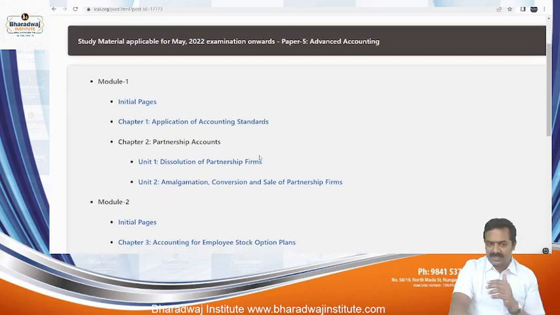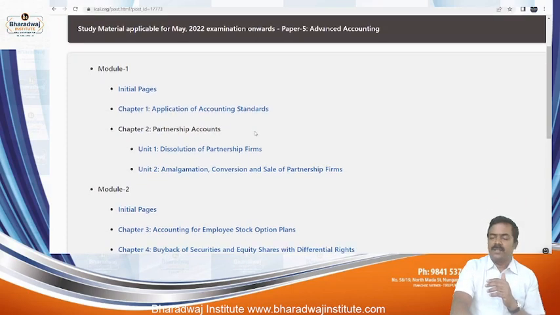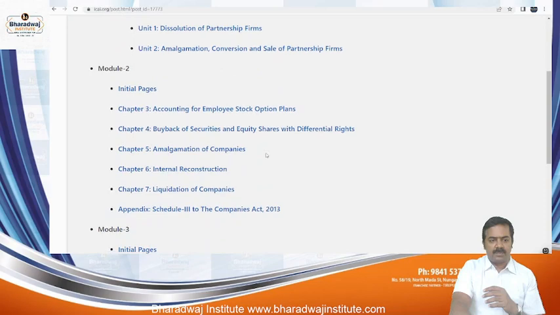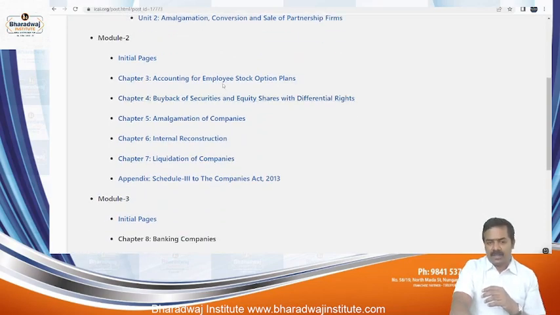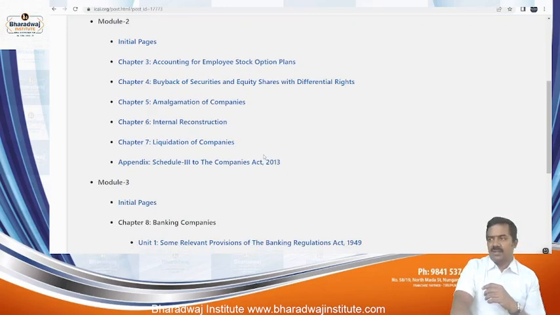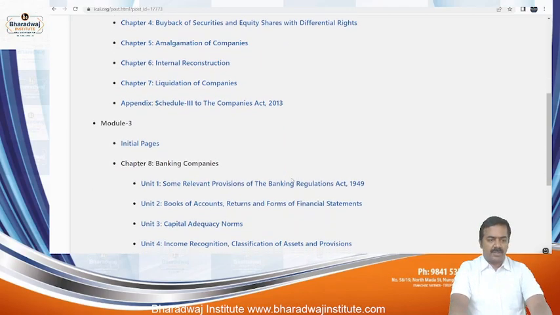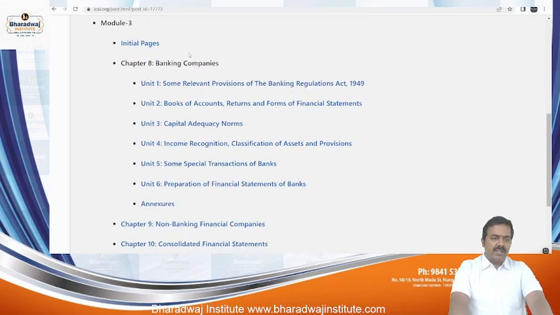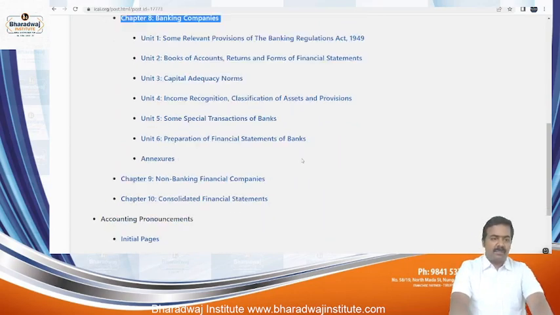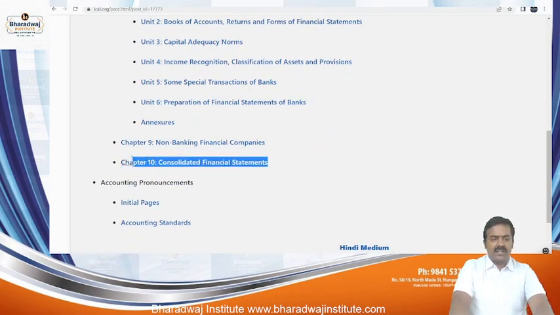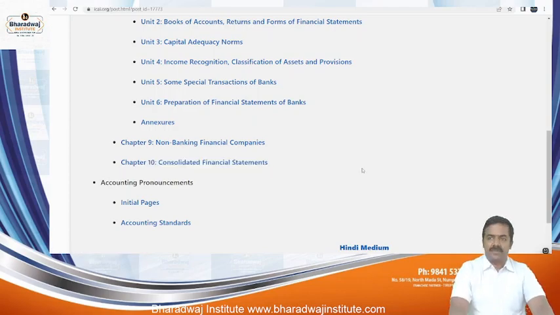If you look at the syllabus, certain accounting standards are covered, which will be taken by Deepika ma'am. Then dissolution of partnership, amalgamation, conversion or sale of firm. That is partnership accounts. Then with respect to company accounts, you've got ESOP, employee stock option plan, buyback, amalgamation, internal reconstruction, and liquidation. Module 2 is fully related to company accounts. Module 3 is with respect to format-based accounts. Banking company accounts are there, and NBFCs are covered here. Then you will have consolidated financial statements, where you will be doing holding and subsidiary company accounts.